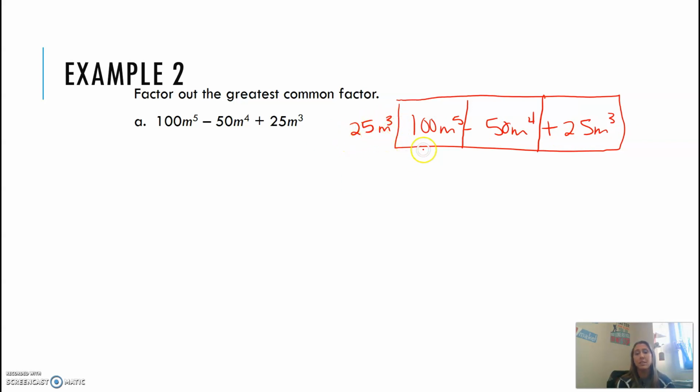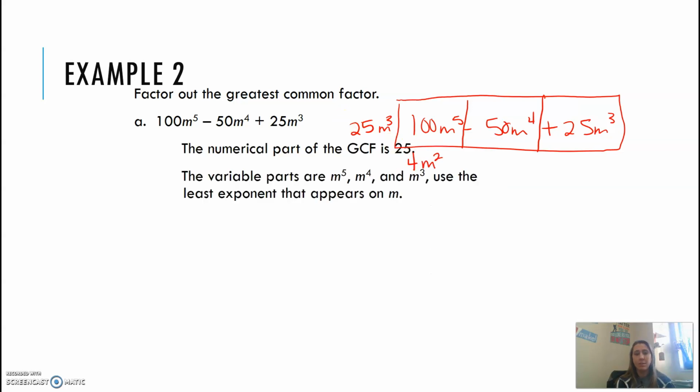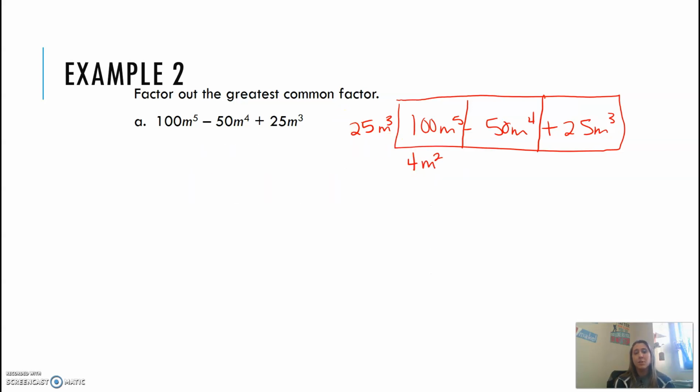So 25m to the 3rd times 4m squared will give me 100m to the 5th. And then 25m to the 3rd times negative 2m will give me that negative 50m to the 4th. I need 1 more m to get m to the 4th. And then 25m cubed times 1 will get me 25m cubed. This is the number one missed thing. We forget to do that 1.